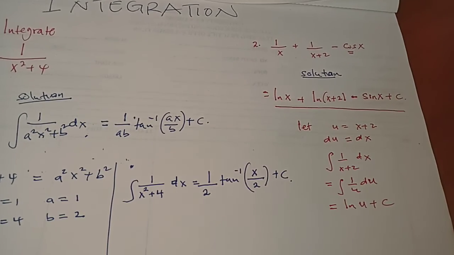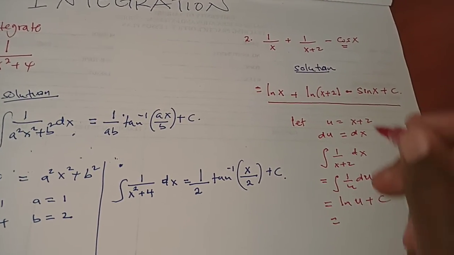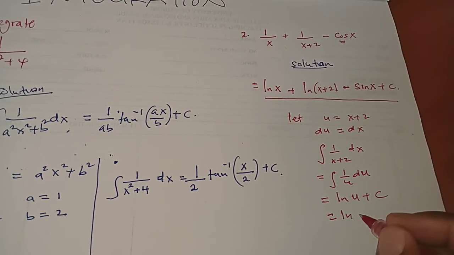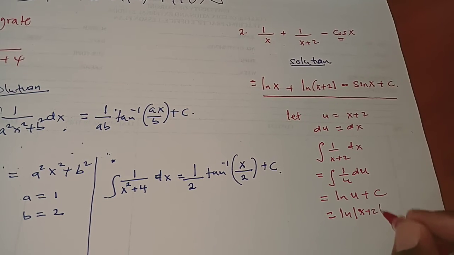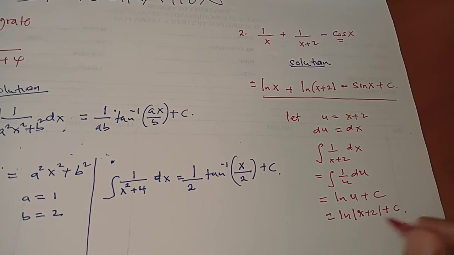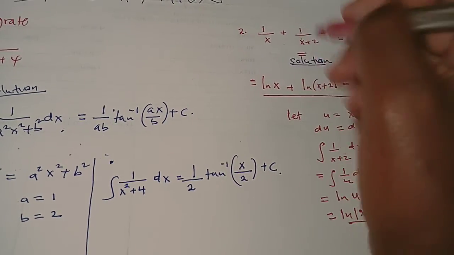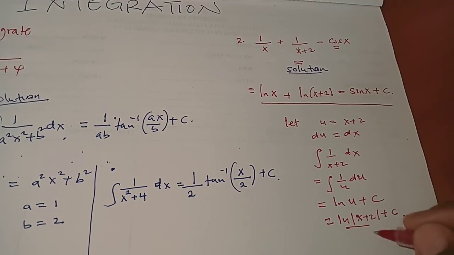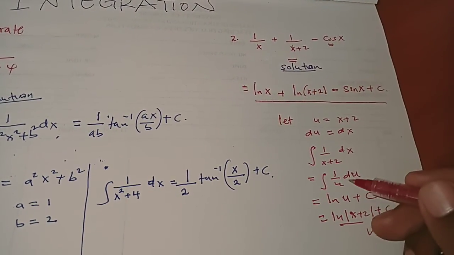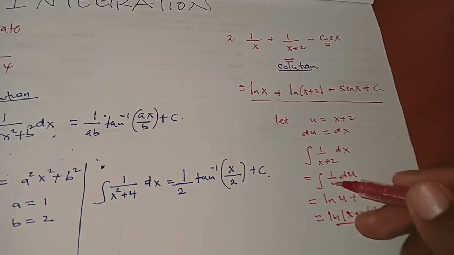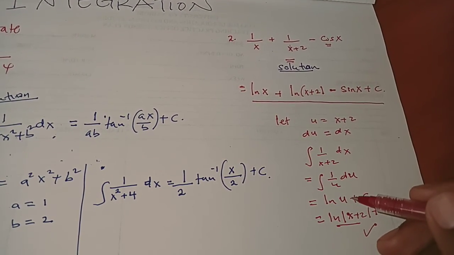But what is our u? Our u is x plus 2. So you can see this becomes a natural log of x plus 2 plus a constant. So which is why when you have the integral of this part here, this 1 over x plus 2, it's that one. Again, going by this fact, this is more or less like the integral of 1 over u du, which turns out to be a natural log of u.